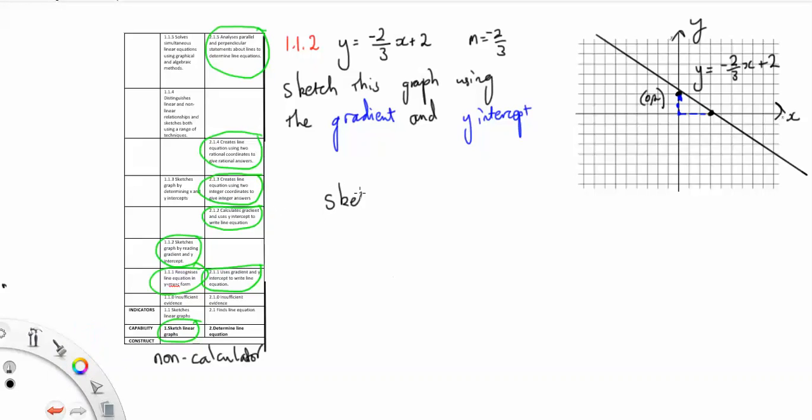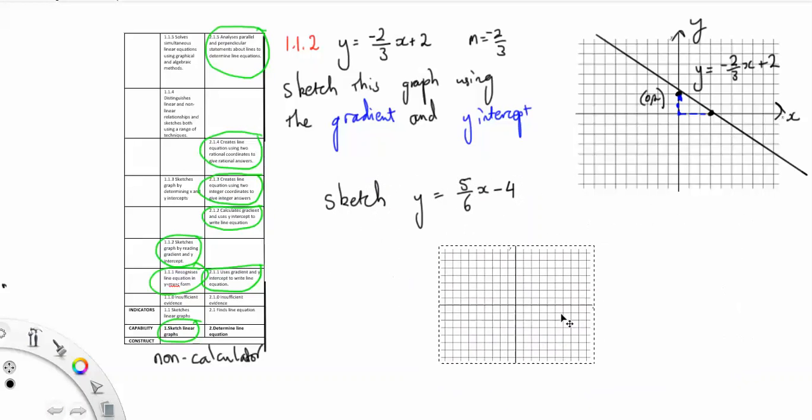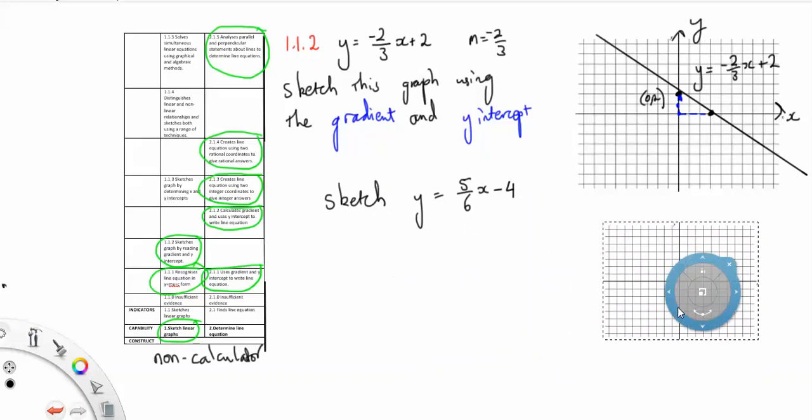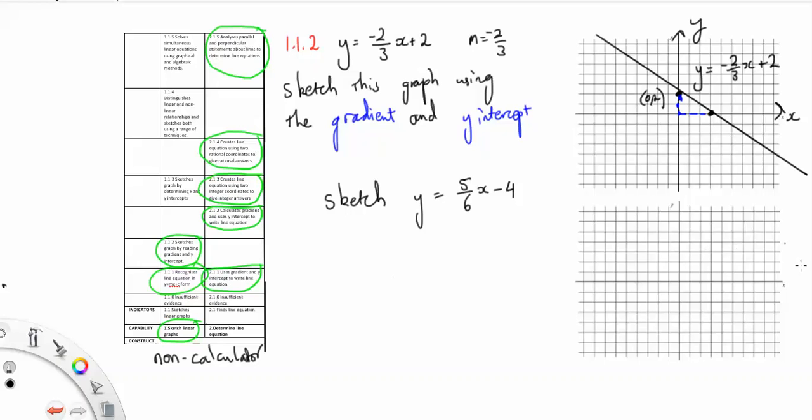Let's have a go at another one. You might be asked to sketch y equals 5/6 of x minus 4. Well, let's grab another bit of graph paper, which will be given to you for this sort of question, and let's have a look. So we have our x and y axes. We're starting at minus 4: 2, 3, 4. So we have 0, minus 4.